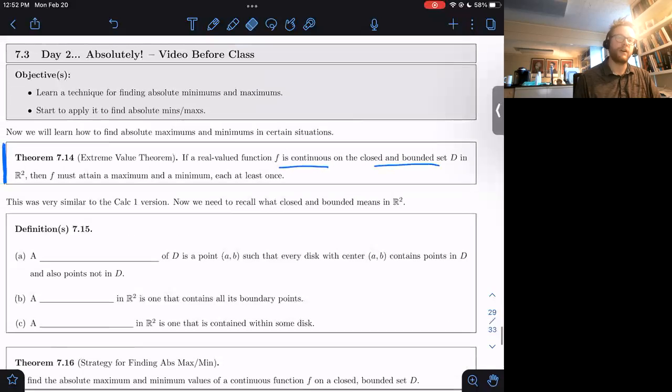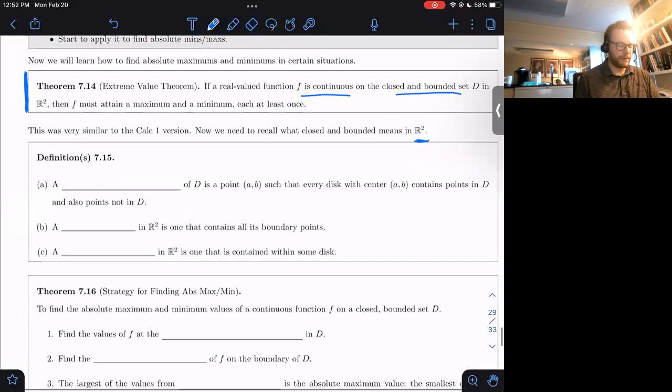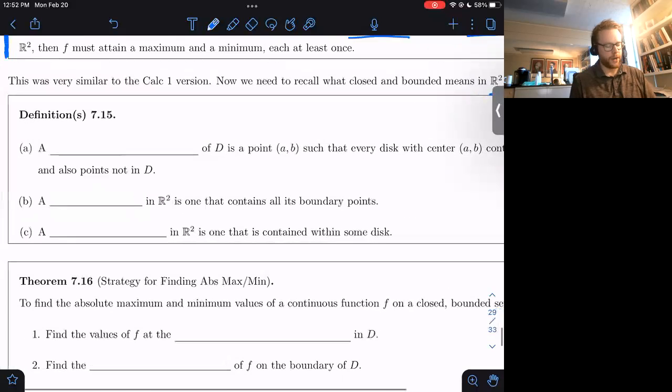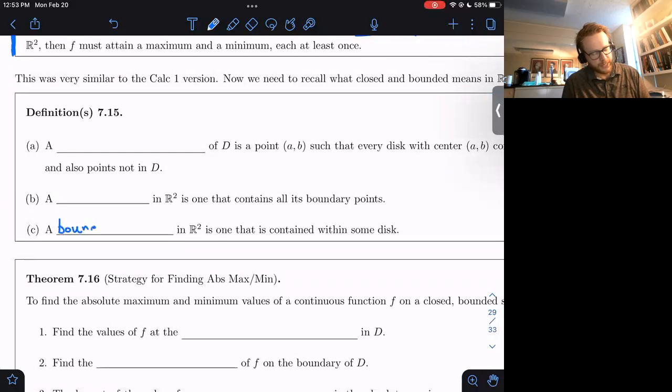And the claim is that the function will achieve its maximum and its minimum at least once on that set. Now, here in Calculus 3, closed and bounded is a little bit more complicated. So I need to tell you what closed and bounded really means in a plane. This is R2, our real plane here. Maybe I should have done this in another order, but let's start with a bounded set. I want to skip closed for just a quick second.